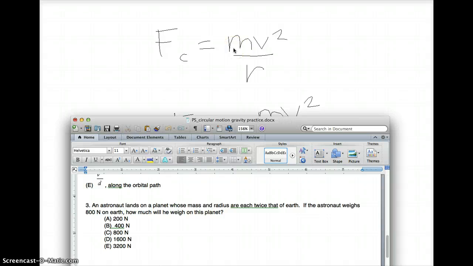And I'll go back here. Newton's law of gravitation mathematically is this, where the force of gravity is equal to some constant multiplied by the masses of the 2 objects and divided by the distance that separates these 2 objects squared.